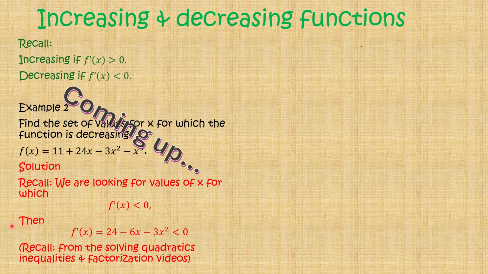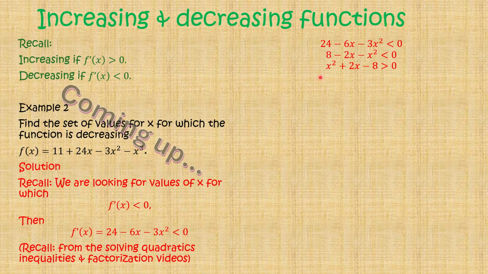And recall, from the solving quadratic inequalities and the factorization video, which I encourage you to check out because they have a lot of insight. Now, continuing. Dividing throughout by 3, we get 8 minus 2x minus x squared less than 0. And of course, we can multiply throughout by a negative so that the sign changes from less than to greater than. So in that case, we have x squared plus 2x minus 8 is greater than 0.